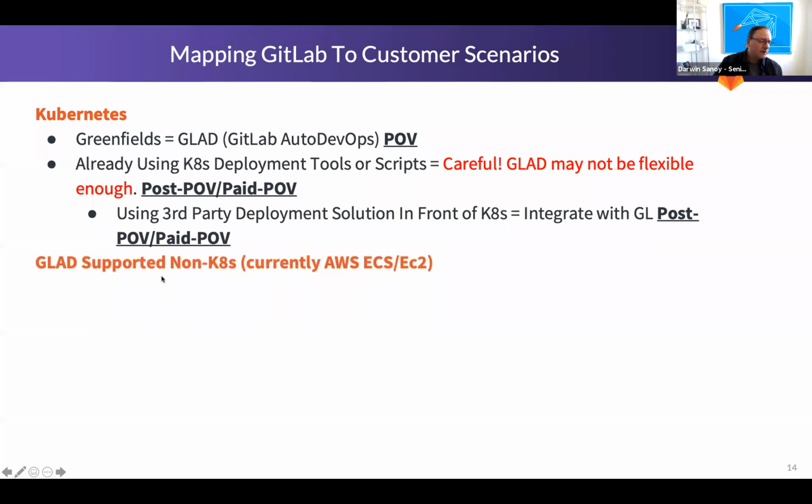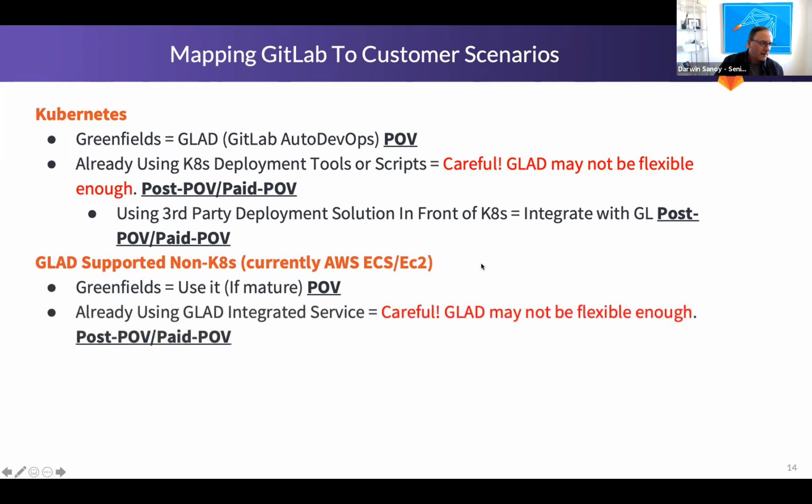Next, GitLab-supported non-Kubernetes, or GitLab Auto DevOps. So this is basically right now AWS, ECS, and EC2 is coming. If it's greenfields, use it. So if they don't have anything right now, then go ahead and see if they can use GitLab's ECS or EC2 support.